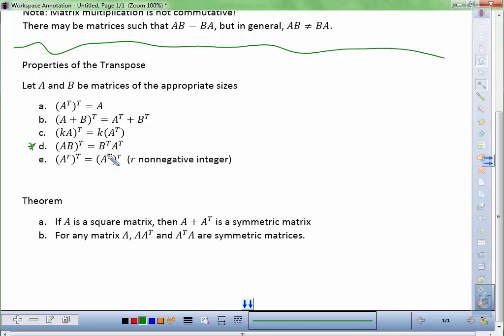So these are interesting properties for us to take a look at. And they might be interesting to prove as well. So let's see if we can pick one to prove. Let's prove B. Let's try to prove one of these properties.